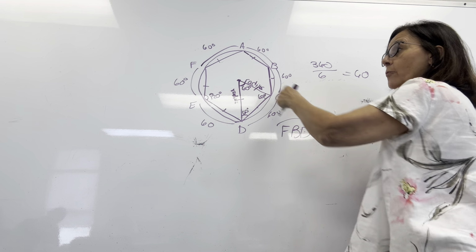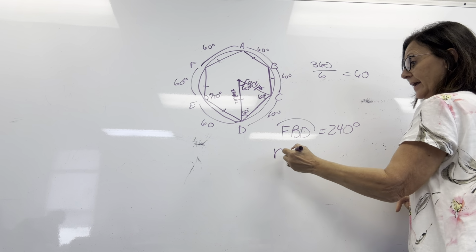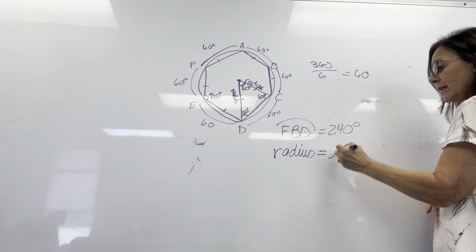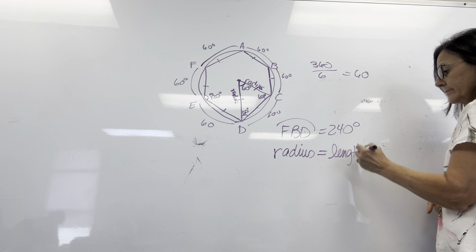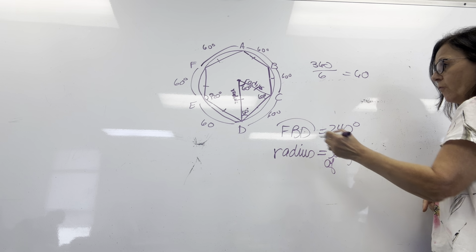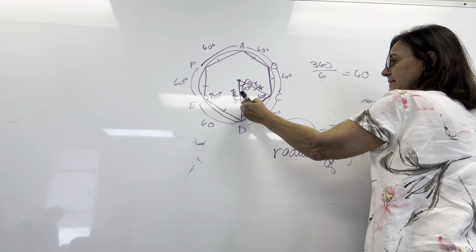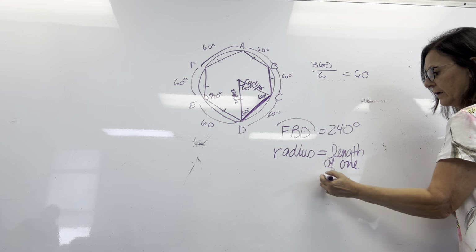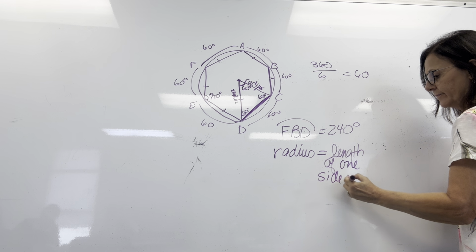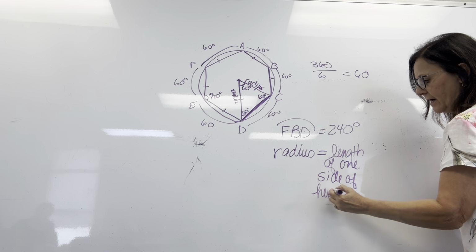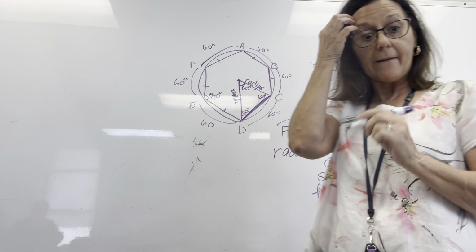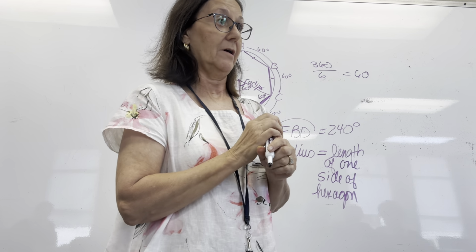Such that the radius equals the length of one of the sides of the hexagon. That only happens with the hexagon, all right?